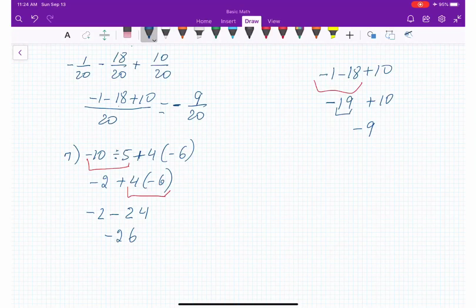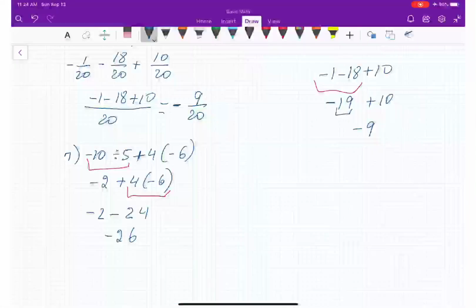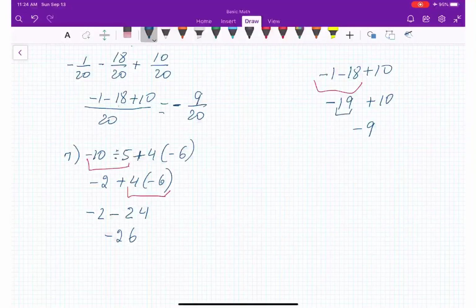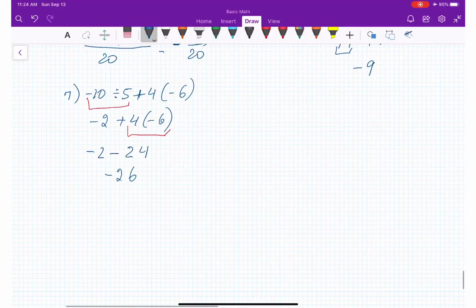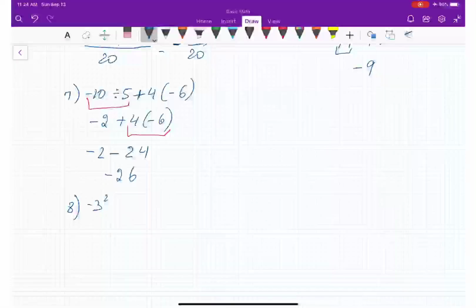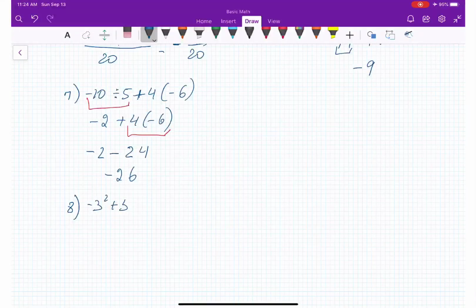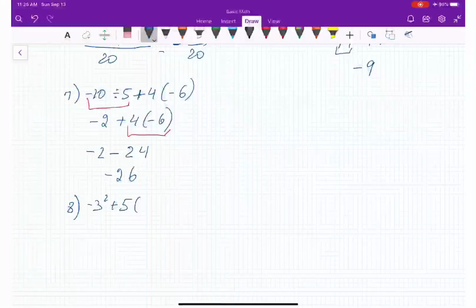All right. Next. Question number 8. Negative 3 squared plus 5, parentheses 4 minus 8.